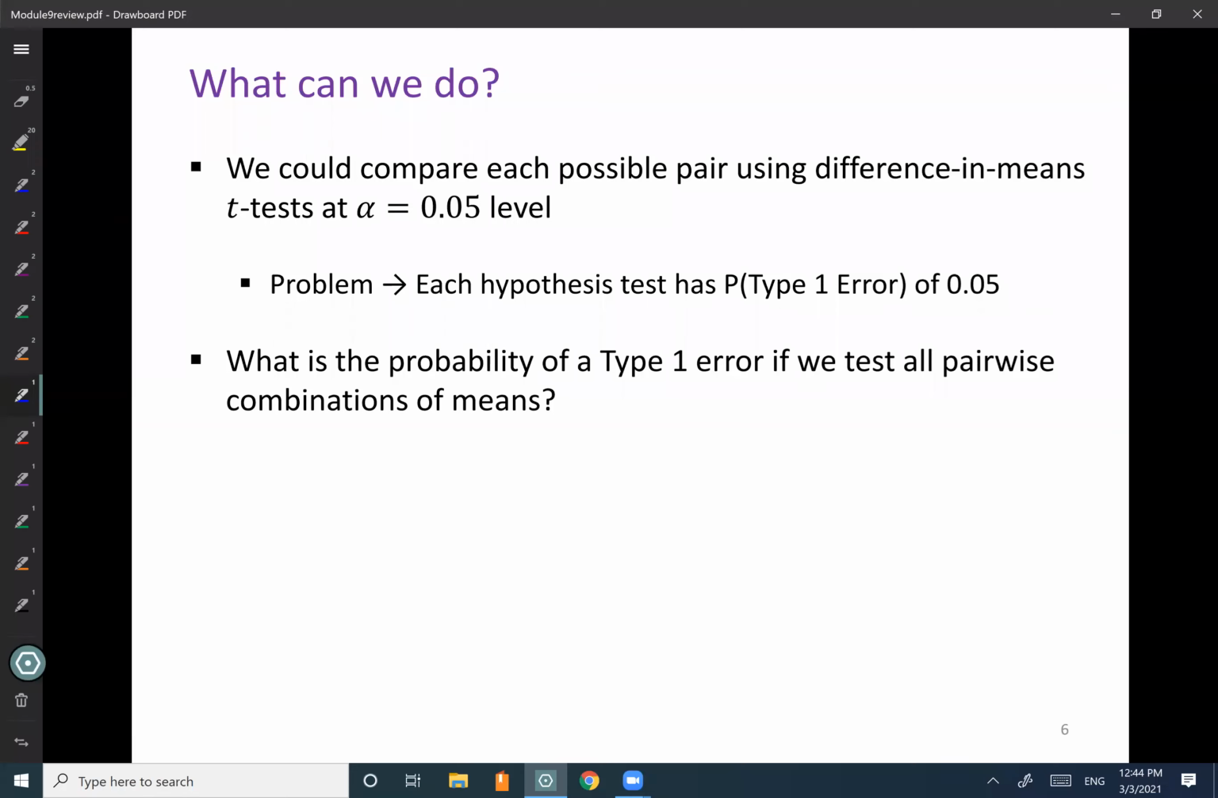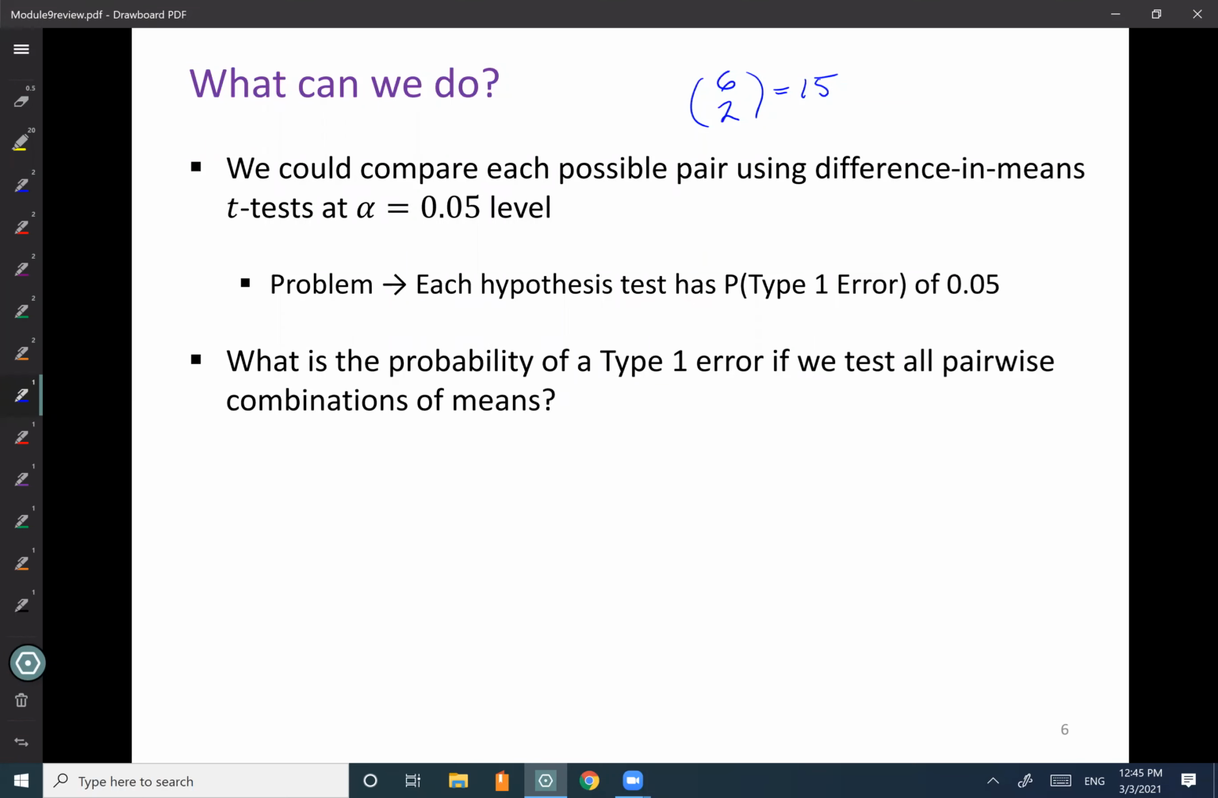We could run a t-test for each pair. Because there are 6 continents, choose 2, that would be equal to 15 pairs. So we would have to compare the means of each and have 15 t-tests at, let's say, alpha equals 0.05 level. But there's a problem. The problem is that each hypothesis test comes with a probability of a type 1 error equal to the significance level, alpha 0.05 in this case.